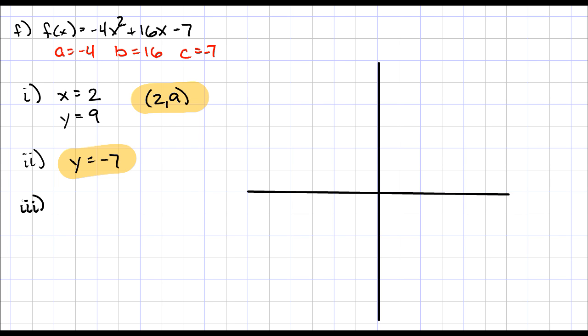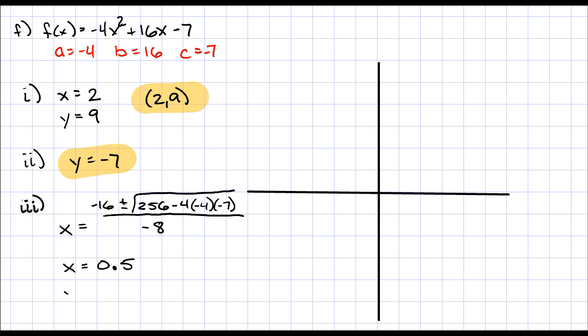For the x-intercepts, let me just set up the quadratic equation for you, and then tell you what the solution would be. You're going to get negative 16 plus or minus the square root of 16 squared, which is 256, minus 4 times a times c, divided by 2a. And if you go through and calculate all of this, you should get two solutions: one at x equals 0.5 and one at x equals 3.5. So those are going to be our two x-intercepts.